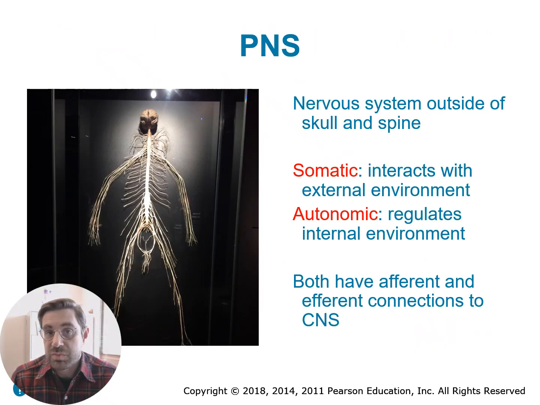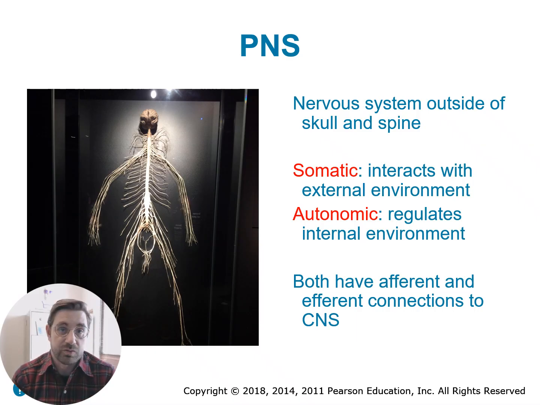So as the name implies, the peripheral nervous system is on the periphery or on the outside. Whereas the central nervous system is kind of on the inside or the central part of your nervous system. And so the brain and the spinal cord are in the center, and then the peripheral nervous system is going to be outside of the skull and the spine. There's two divisions of the peripheral nervous system, going in twos.